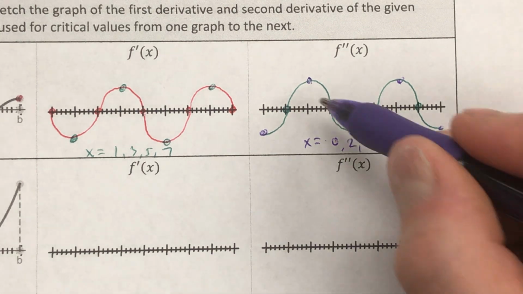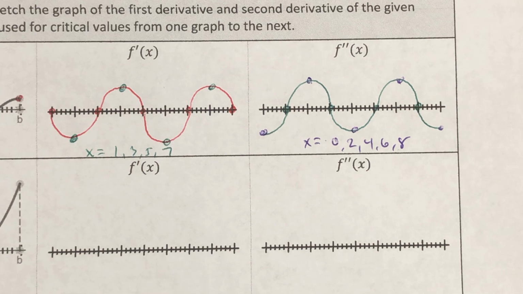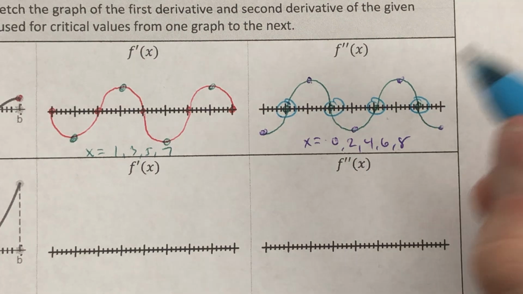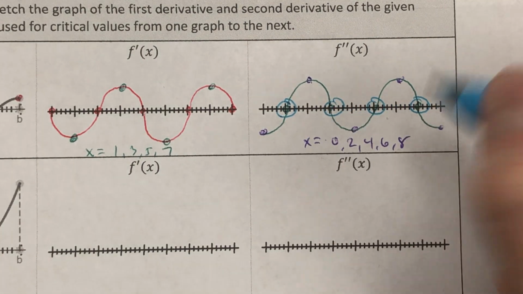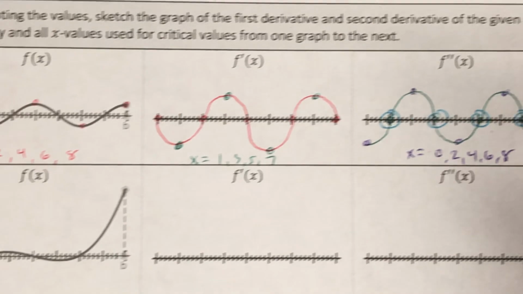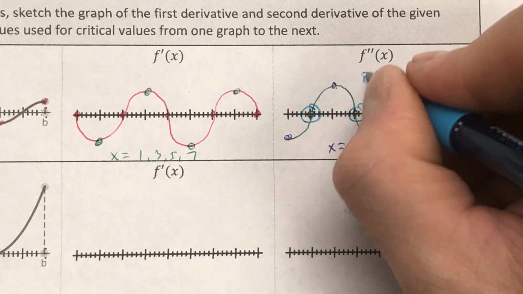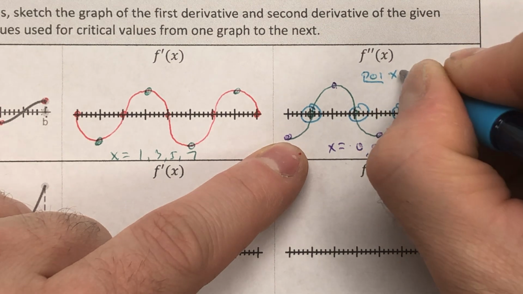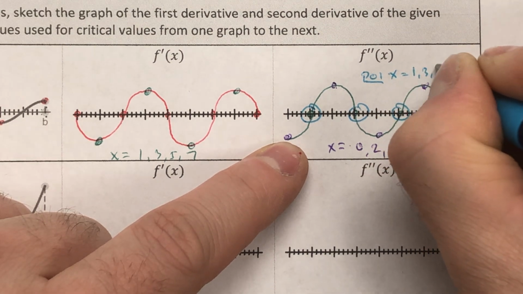But what we do know is that these roots, and let's do this root in blue, where it hits 0, these are going to be where the points of inflection are on our original graph over here. So let's list these points of inflection. I have it at x equals 1, 3, 5, and 7.